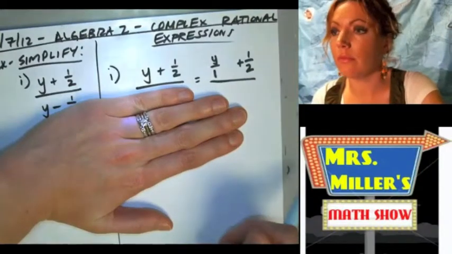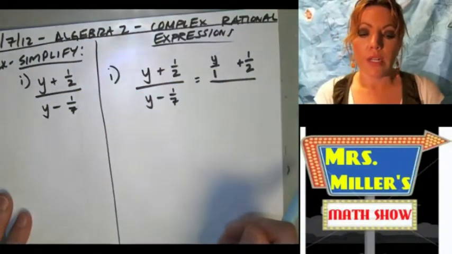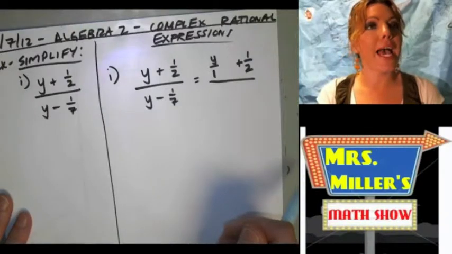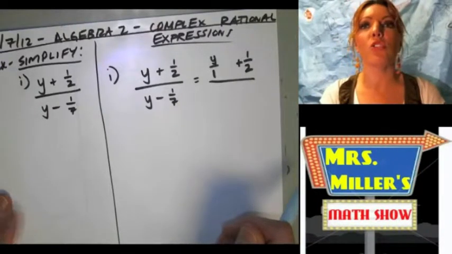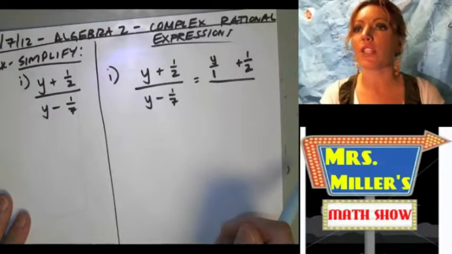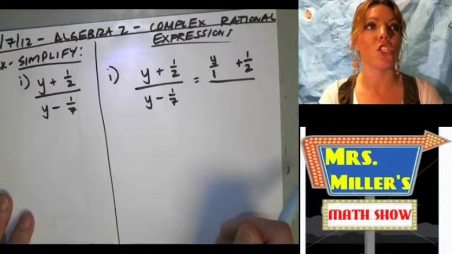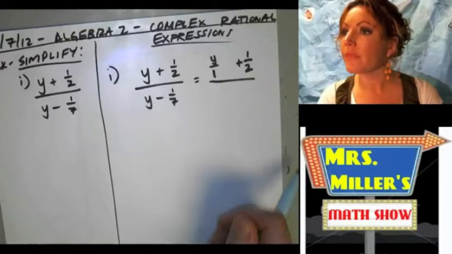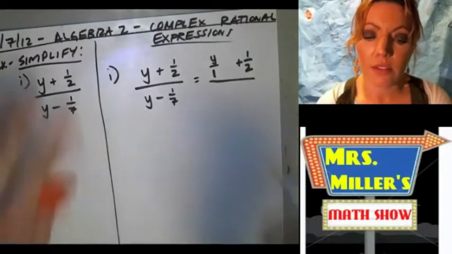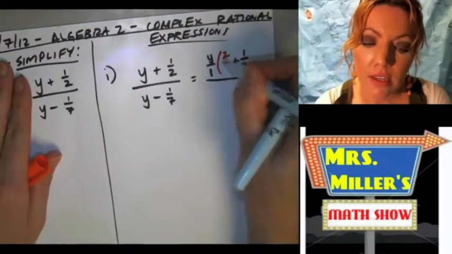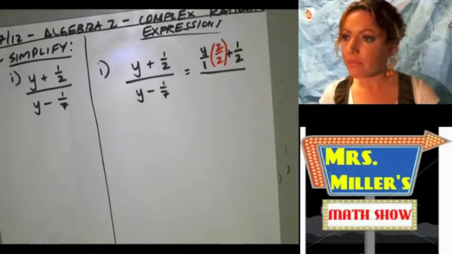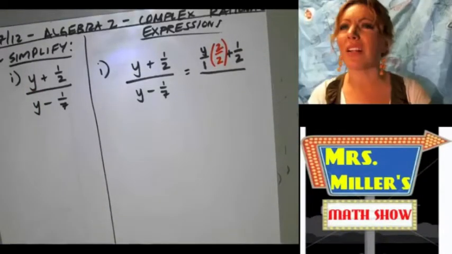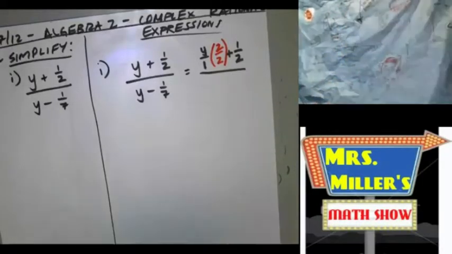Okay? Now, if we wanted to add y over 1 to 1 over 2, what do we have to do to one or both of the fractions so that we can combine them into one giant fraction? Olivia? You have to multiply y over 1 by 2 over 2 so that way it has the same denominator as 1 over 2. Excellent. Everybody give it up for Olivia. Can you guys see that light color? Okay.